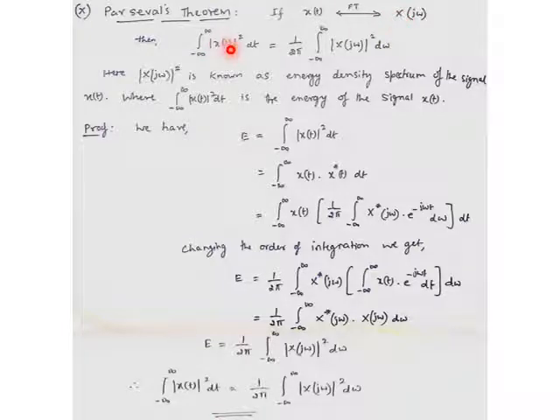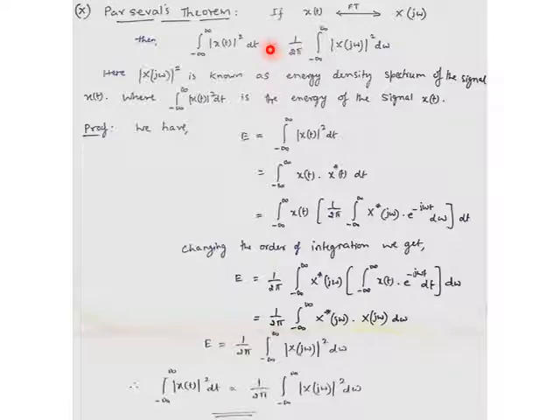Suppose I do the integration from minus infinity to infinity of |x(t)|² dt. That is nothing but an energy equation for x(t). So if I want to calculate the energy with respect to x(t), I should take the integration from minus infinity to infinity of the magnitude of x(t) squared dt. This equation is the energy equation, but in the sense it will be under the Fourier transform.